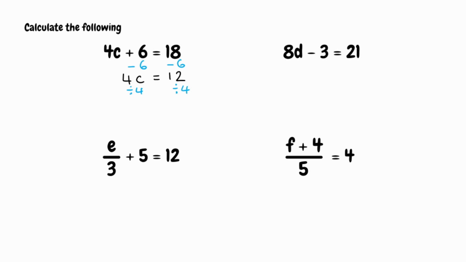So 4c divided by 4 is going to leave us with c. And then on the right-hand side, we have 12 divided by 4, which is 3. So c is equal to 3.